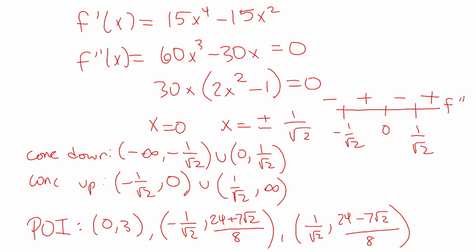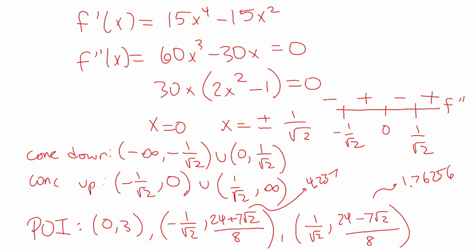Those values approximate out to be, let's see, the first one here, the 24 plus 7 root 2 over 8, comes out to be about 4.237, and this one comes out to be about 1.7625.